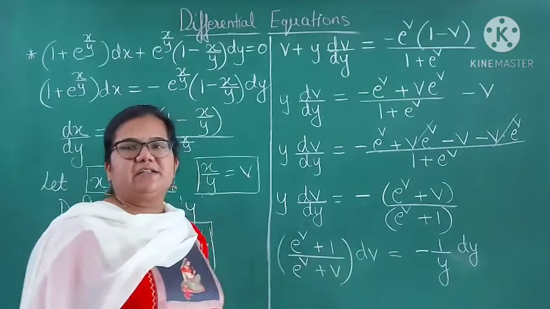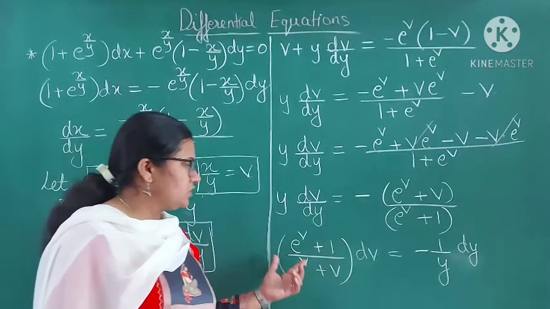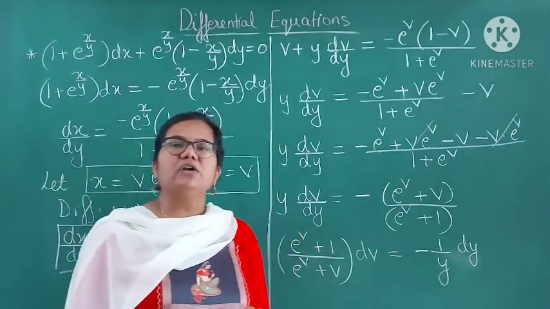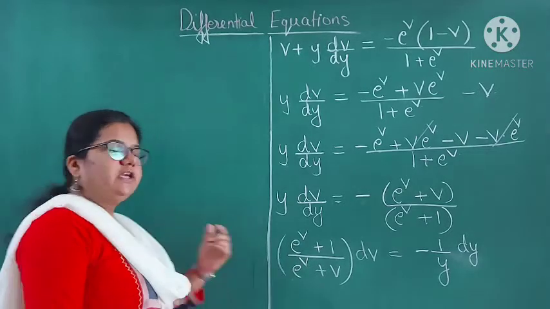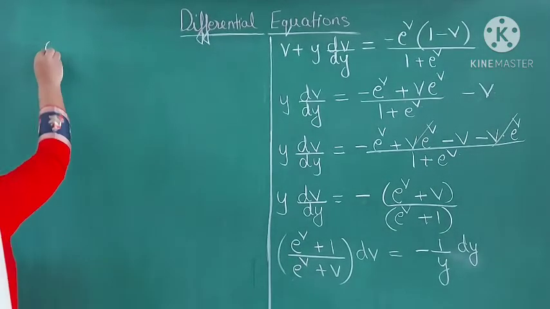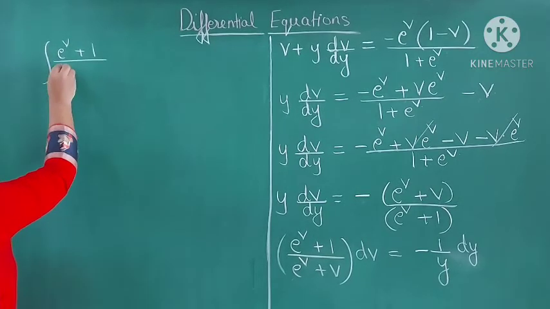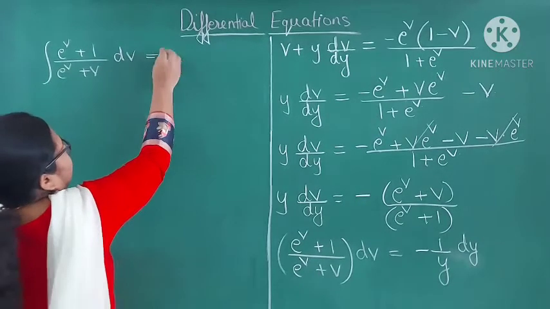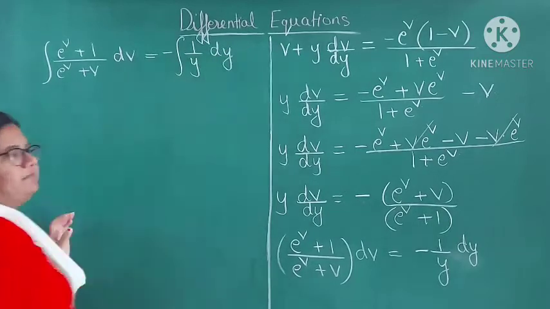So you have separated the variables according to the differentials. dv this side, so you have taken the variables of v this side, and on the RHS you have taken the variables of y. So this is called the variable separation form. Now after the variable separation form, we integrate on both sides. So we have integration of e raised to v plus 1 upon e raised to v plus v dv is equal to minus integration of 1 upon y dy.